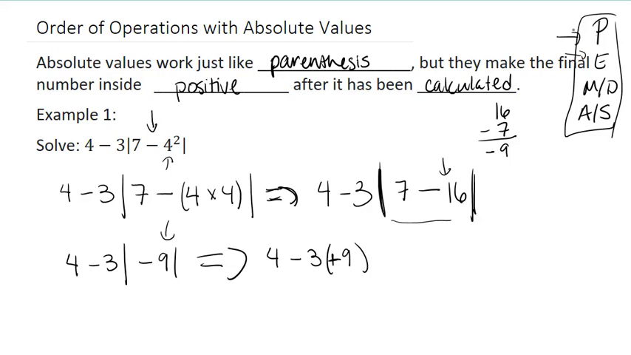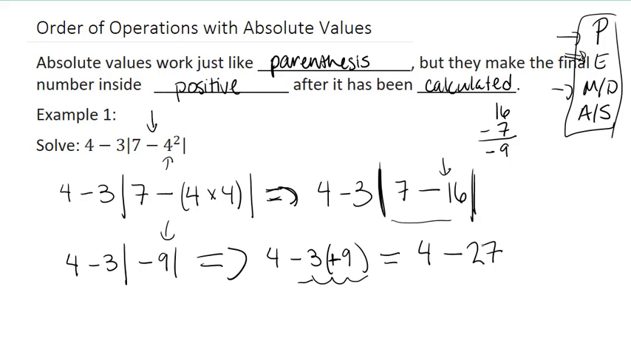We don't have any exponents left. The next step will be to multiply and divide. We can see that this is a multiplication that we need to address next. So we have 3 times 9. So this 3 is attached to a negative. So we have one negative times a positive. So that's going to make it negative 27. So now we have 4 minus 27.